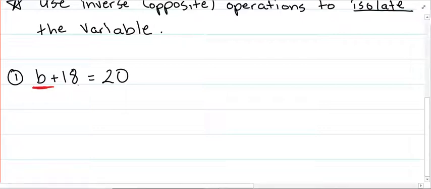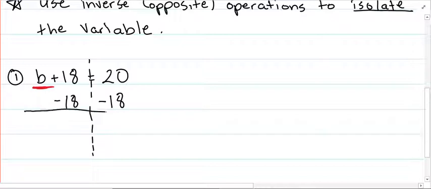Now to do that, I see what's happening to B. B has something being added to it. 18 is being added to B. So I'm going to use that inverse operation. The opposite of adding, or the inverse of adding, is subtracting. And I'm going to subtract 18 on the left side of the equal sign. Some people draw a line through the equal sign to kind of show two sides of the equation. And I'm going to subtract 18 on the right side of the equal sign.